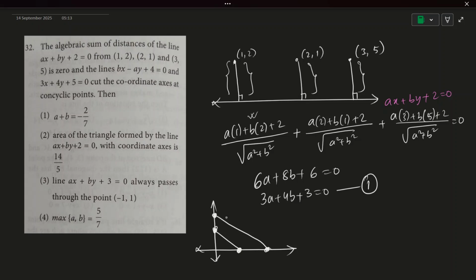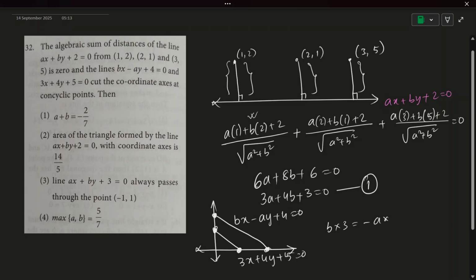There is a condition for concyclic points, that is a1 a2 equals b1 b2. So these are the two lines: the first line can be taken as a1x, b1y, c1, and the second line a2, b2, c2. The condition for concyclic points is that the product of x coefficients is equal to the product of y coefficients. So that means b times 3 is equal to minus a times 4.